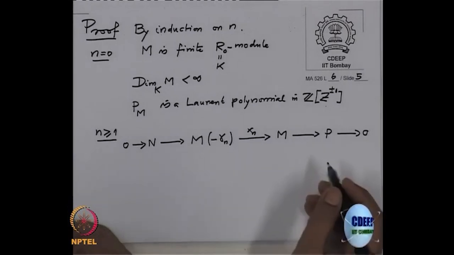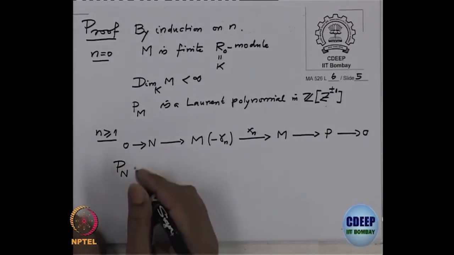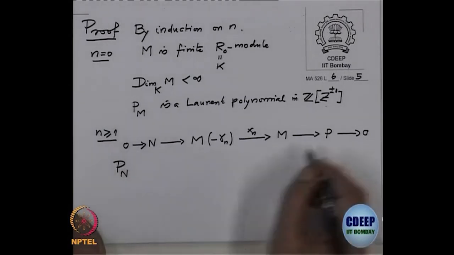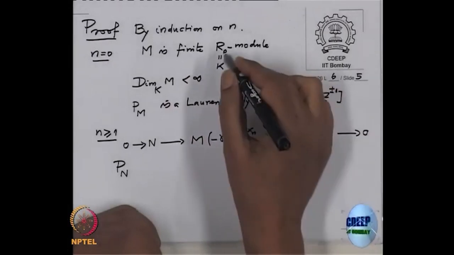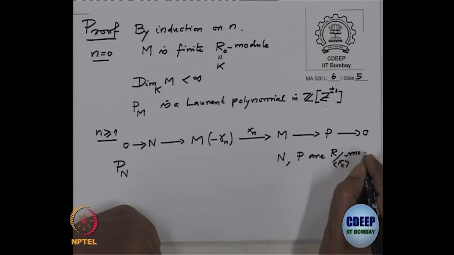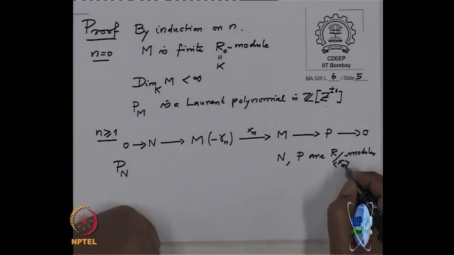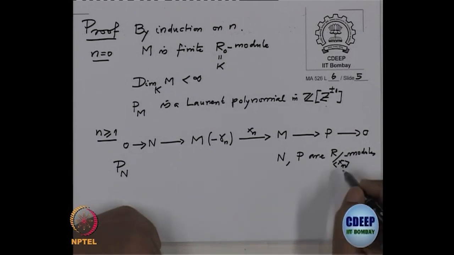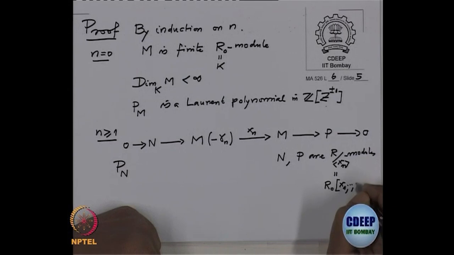So in this case, what will we get? First of all, note that N and P are not only R modules, but R by (xn) modules. See, R is a graded ring, the original graded ring. xn is a homogeneous element of degree n. So this generates a homogeneous ideal. So modulo that, it is a graded ring again. This graded ring, as an R0 module, is generated by one less element, namely xn. So this is generated as an algebra over R0 by x1 to xn minus 1.